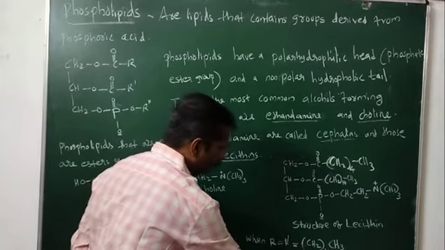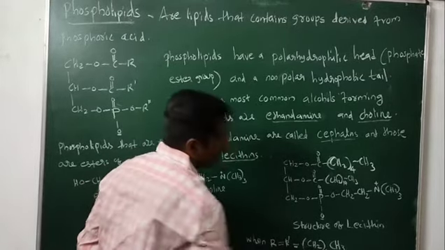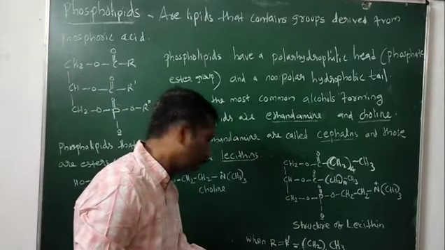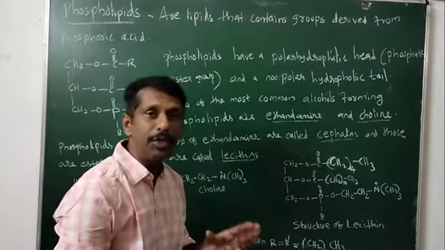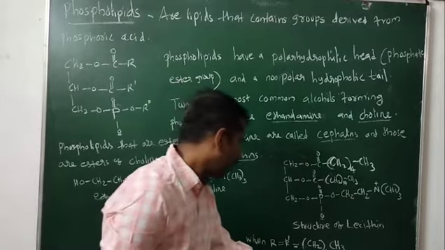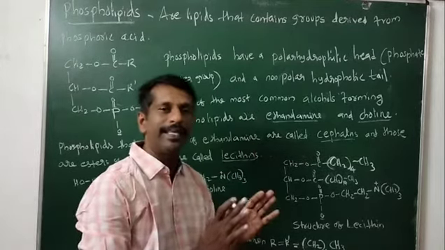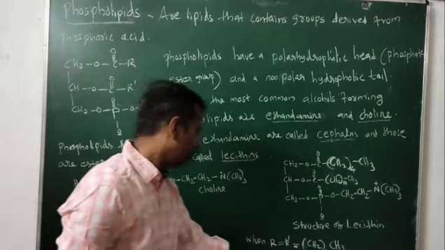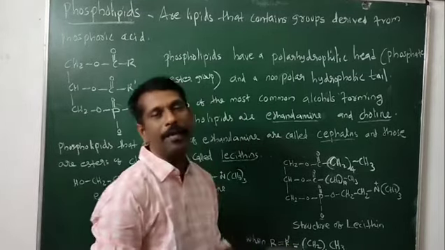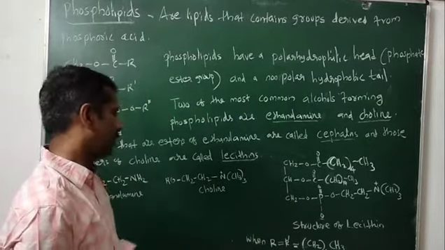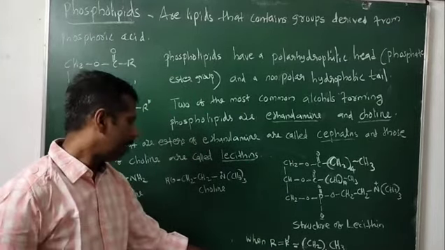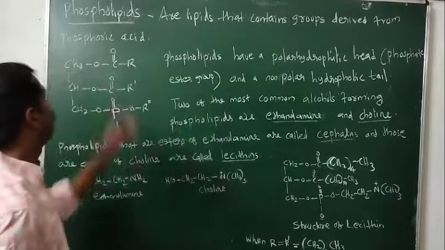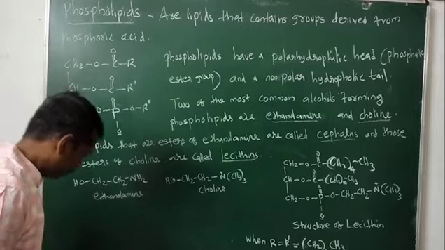dipalmitoyl phosphatidyl choline. What is that? Dipalmitoyl phosphatidyl choline. That particular lecithin is known as dipalmitoyl phosphatidyl choline. Okay, so that's all about phospholipids. Thank you.